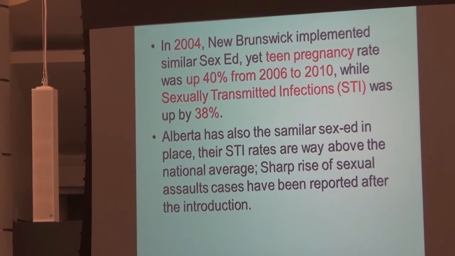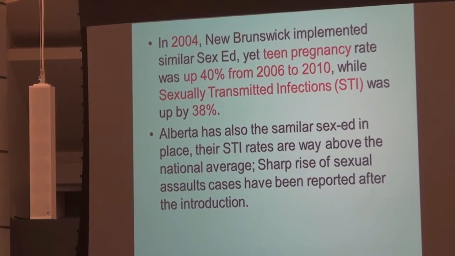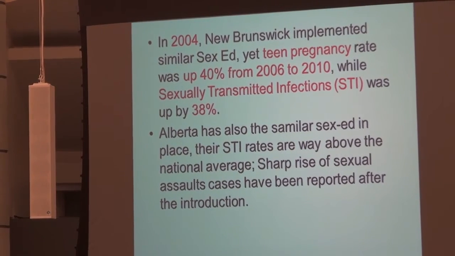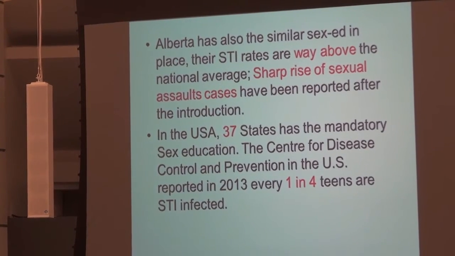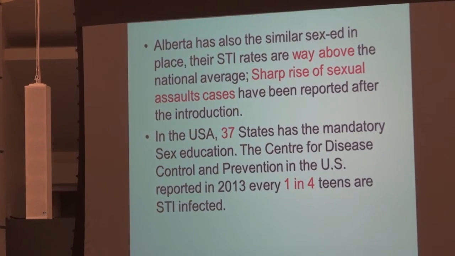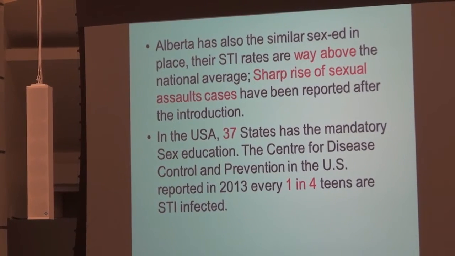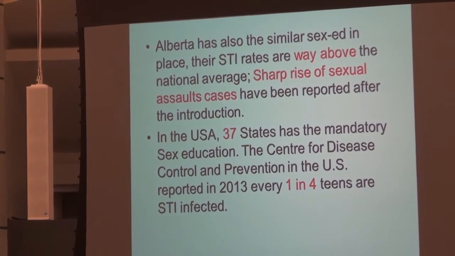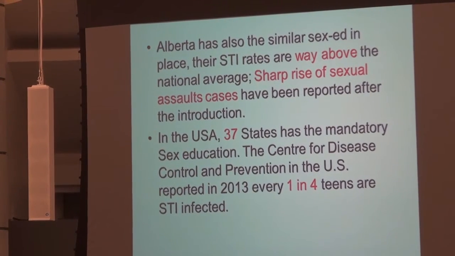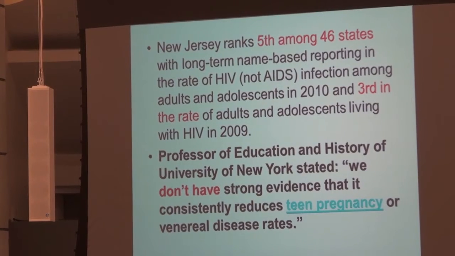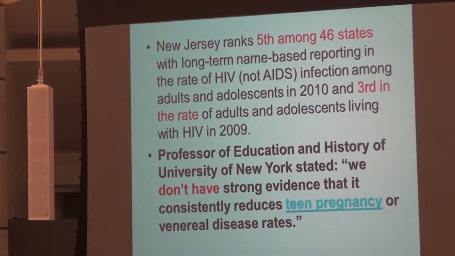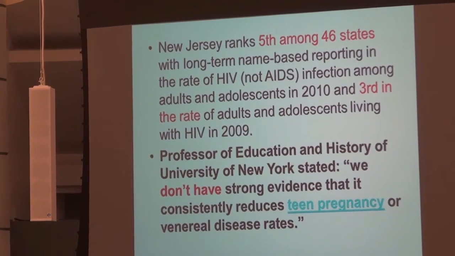Alberta has also had this comprehensive sex education in place. Their STI rates are way above the national average, and a sharp rise in sexual assault cases has been reported after the introduction. And in the United States, 37 states have mandatory sex education. The Centers for Disease Control and Prevention reported in their 2013 report that 1 in 4 teens are infected with an STI. New Jersey ranked 5th among 46 states with long-term name-based reporting in the rate of HIV infection among adults, and their comprehensive sex education was introduced in 1980.